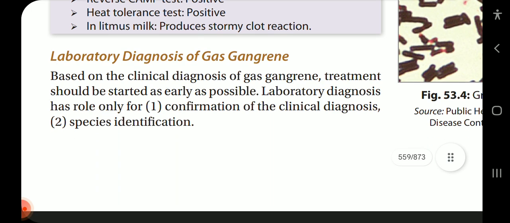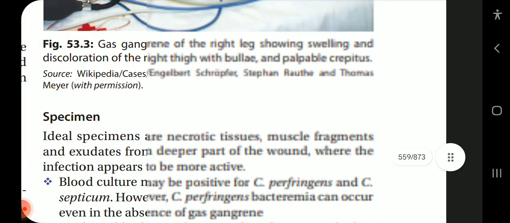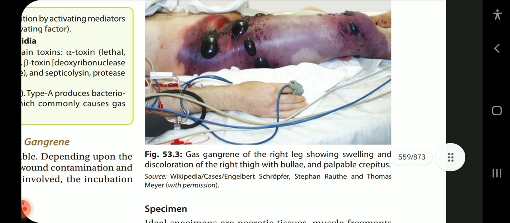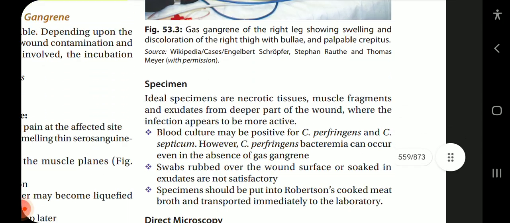Based on the clinical diagnosis of gas gangrene, treatment should be started as early as possible. Lab diagnosis has a role only for confirmation of the clinical diagnosis and the species identification. In this figure, we can see gas gangrene of the right leg showing swelling and discoloration of the right thigh with bullae and palpable crepitus.